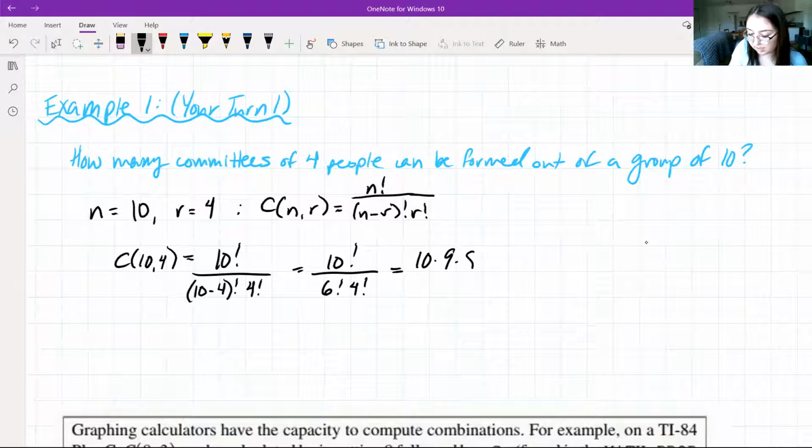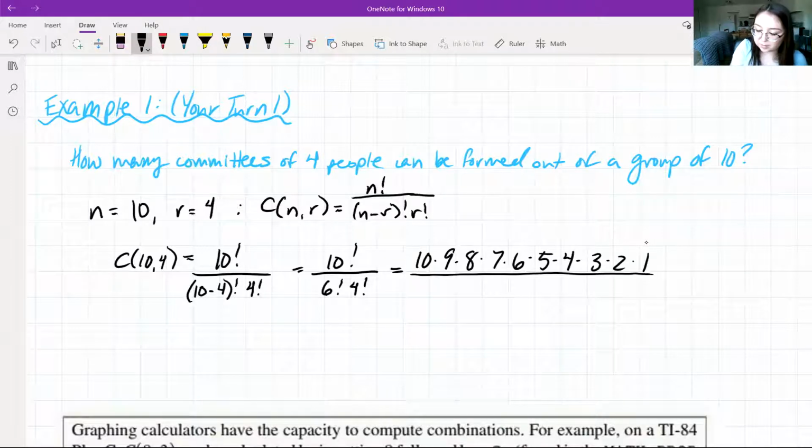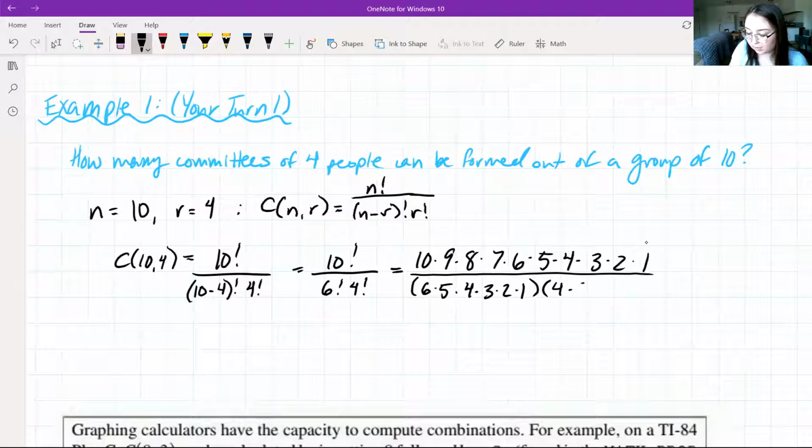So the values here aren't too bad, but what we end up getting is 10 times 9 times 8 times 7 times 6 times 5 times 4 times 3 times 2 times 1. So we have our 10 factorial here in our numerator. Now we want to do 6 factorial and 4 factorial. So if we do this, we end up with 6 times 5 times 4 times 3 times 2 times 1. And then we multiply that by 4 factorial, which is going to give us 4 times 3 times 2 times 1. So now we have all our values.